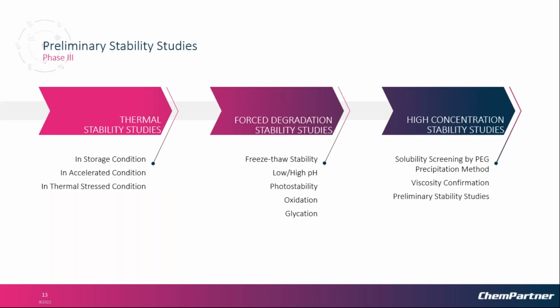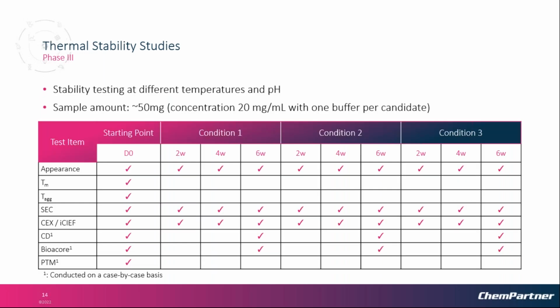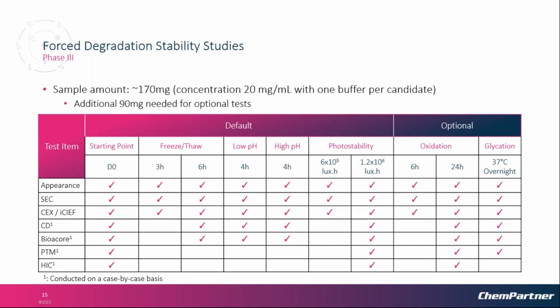After the protein generation, we will carry out the preliminary stability studies, which usually involve the following 3 steps. Before the experiments, the sample will first be transferred to a suitable buffer system. In the thermal stability study, the samples will be placed under different temperature conditions. The forced degradation conditions include freeze-thaw stability, high pH, low pH, photostability, and if necessary, the oxidation and the glycation experiments will also be conducted.